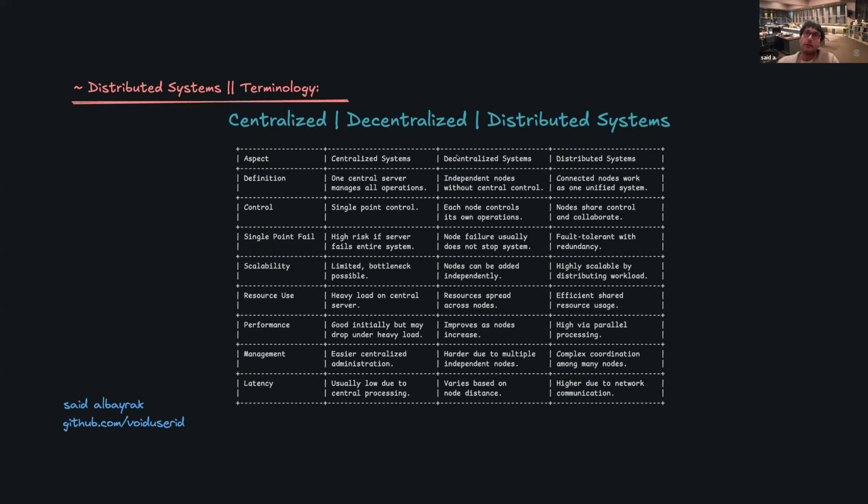The other thing you may hear in this domain is decentralized system. This may sound a little confusing, but the main thing here is the control aspect of it. Each node controls its own operations, right? This is the main thing to keep in mind when you are talking about decentralized systems.